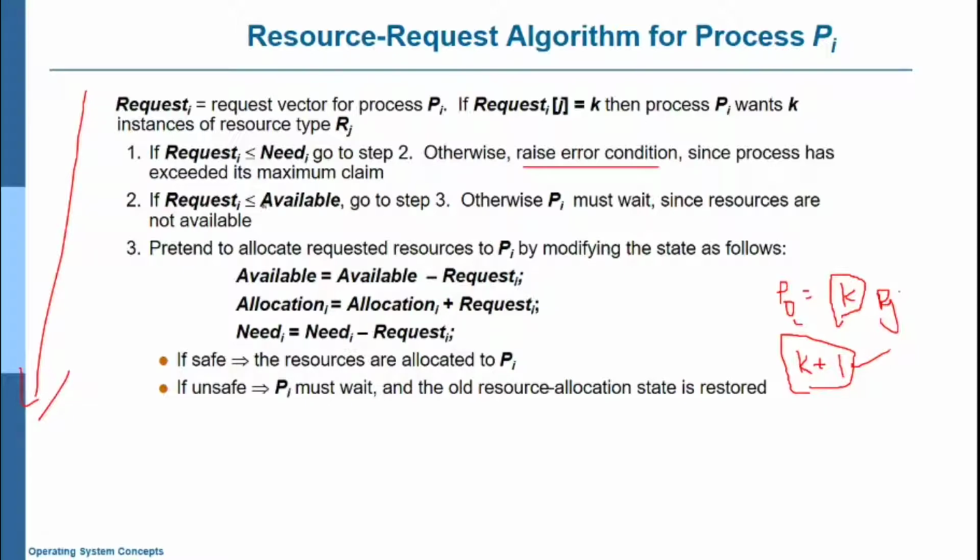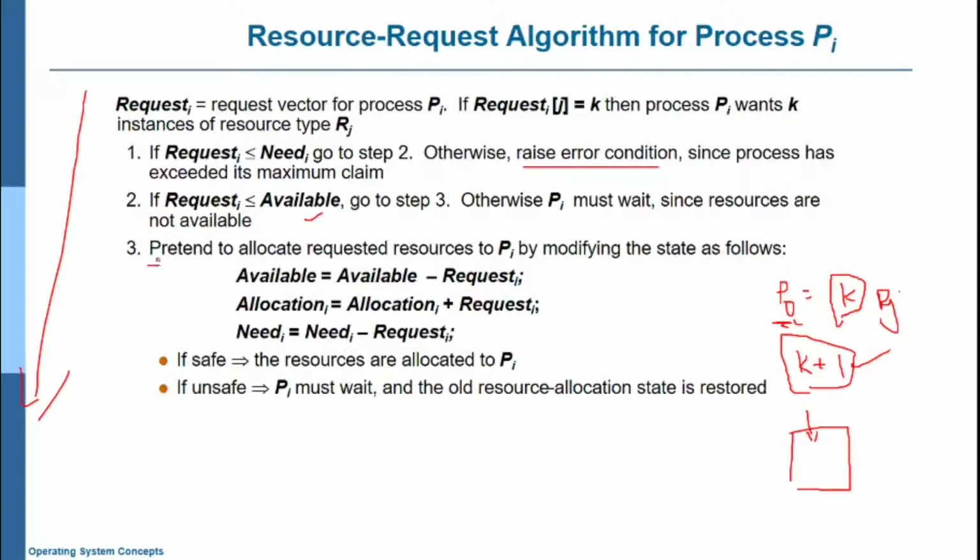If Request i is less than or equal to Available, go to step 3. Otherwise, Pi has to wait, since resources are not available. If the resources requested by P0 are available in the Available matrix, then the system can allocate them. Otherwise, P0 has to wait until all other processes complete their tasks. If it is less than Available, go to step 3.